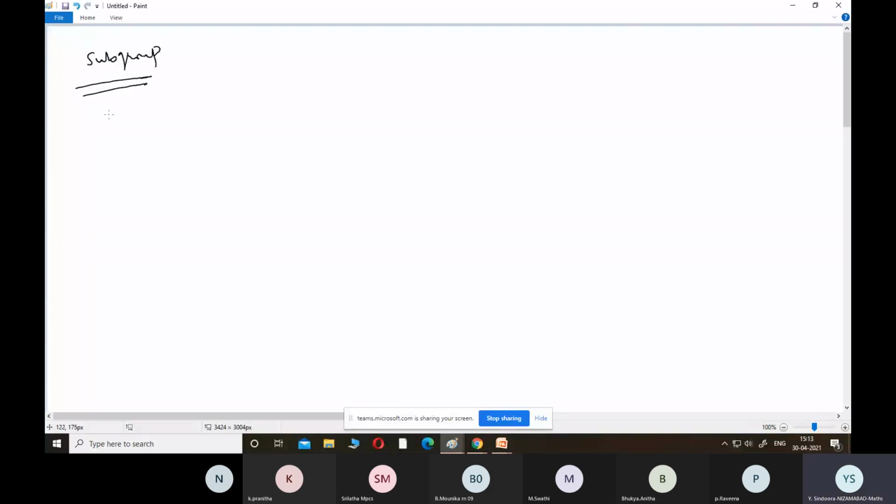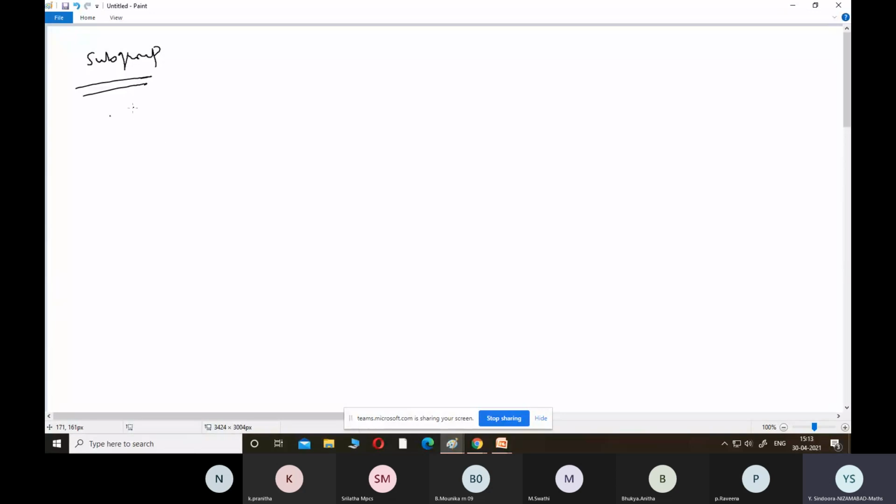So what is a subgroup? Actually, a subgroup is again a group. Always remember, a subgroup is again a group. The only thing is that it is a subset of a group. It will satisfy whatever properties we have for a group; the same thing will be repeated for a subgroup.